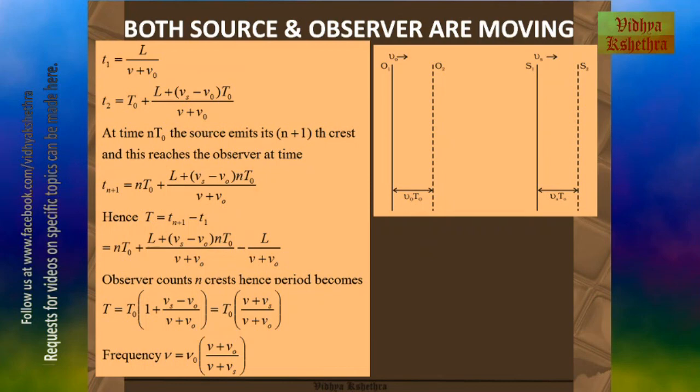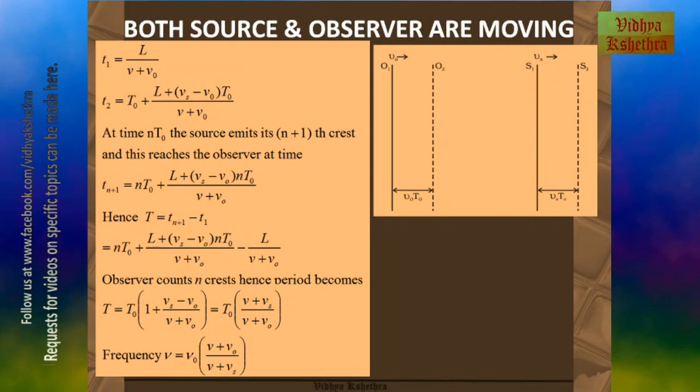Now the observer counts n crests, hence period becomes t is equal to t0 into 1 plus (vs minus v0) by (v plus v0). This on simplification becomes t0 into (v plus vs) by (v plus v0). Now if we express this in terms of the frequency, we get the observed frequency nu is equal to nu0 into (v plus v0) by (v plus vs), where v is the velocity of the wave, v0 is the velocity of the observer, and vs is the velocity of the source.